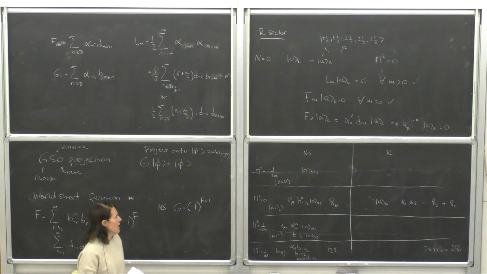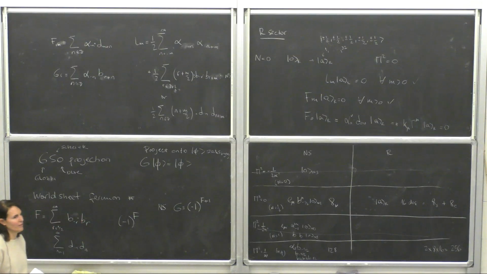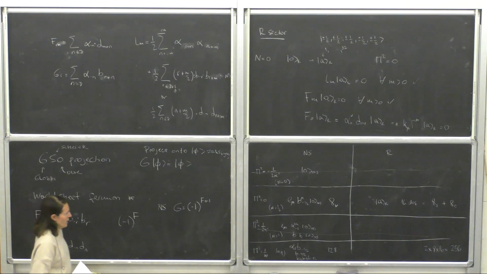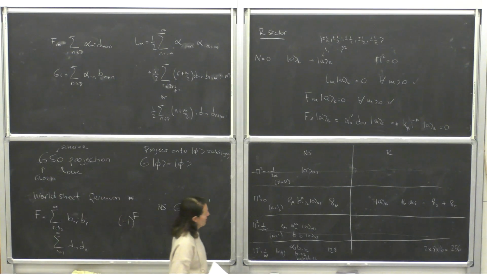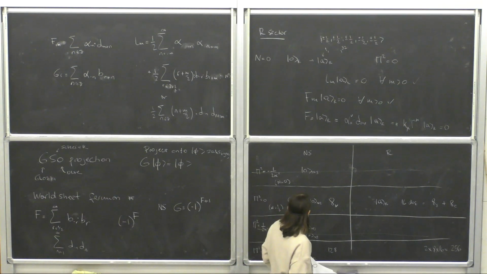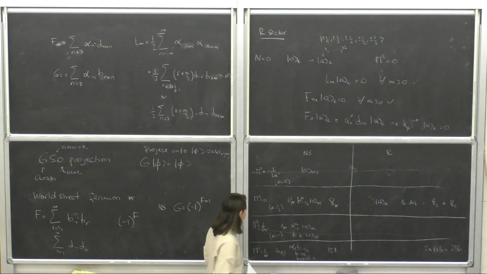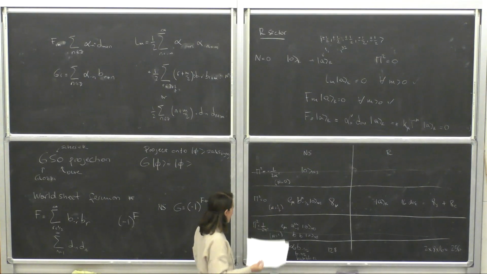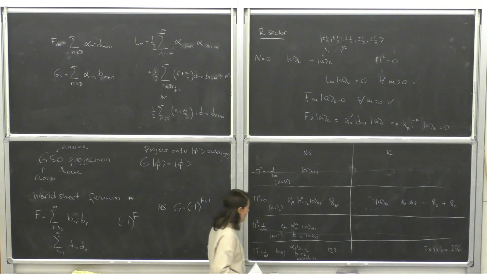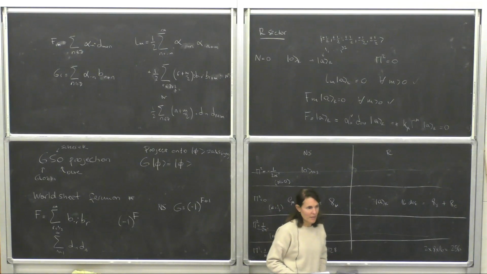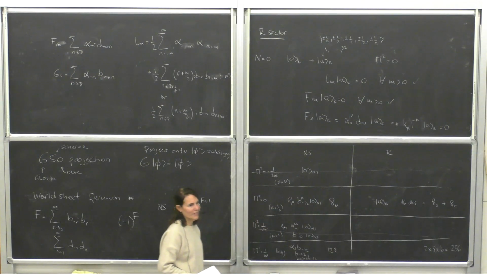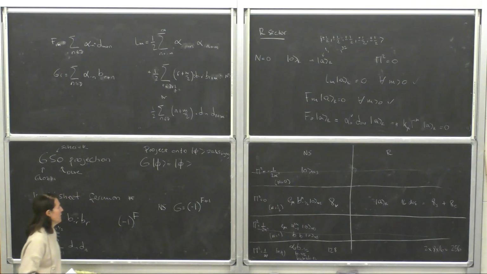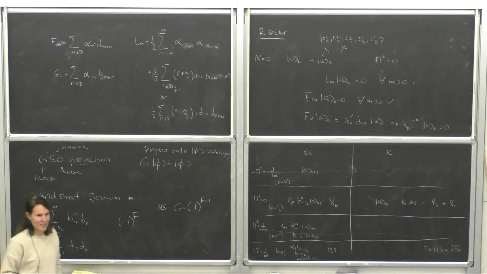In the bosonic string, it's not so obvious why one couldn't project, but somehow one cannot. One could say that the number of alphas has to be odd. Yeah, it's not obvious, but okay.